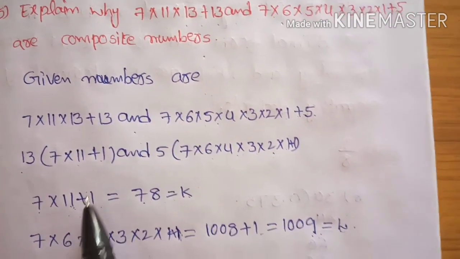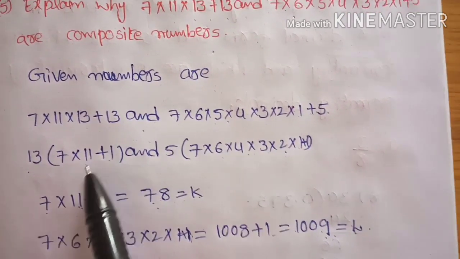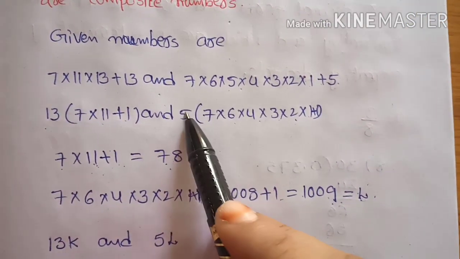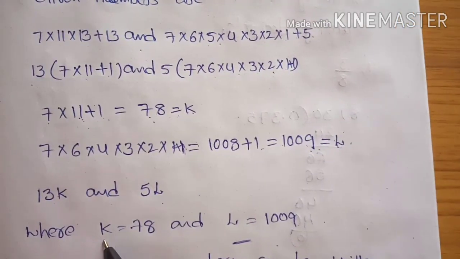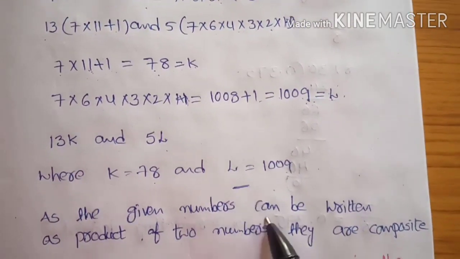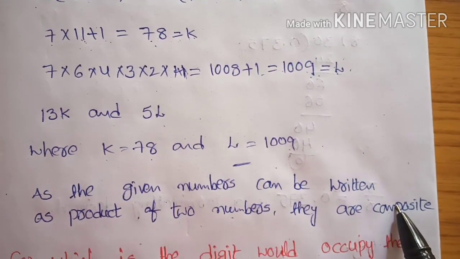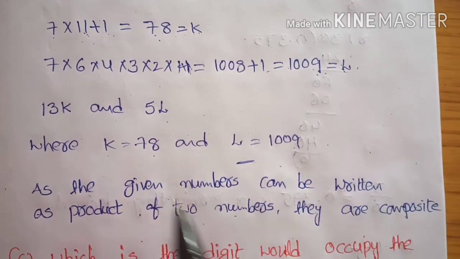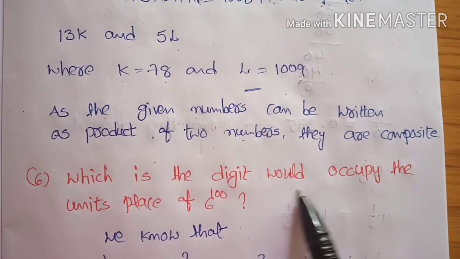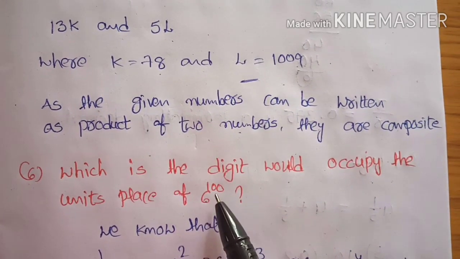Then what is k? 78. What is L? 1009. You write 13 into k and 5 into L, where k is equal to 78 and L is equal to 1009. As the given numbers can be written as a product of two numbers, they are composite. Okay, understand? Next, which digit would occupy the units place of 6 to the power of 100?